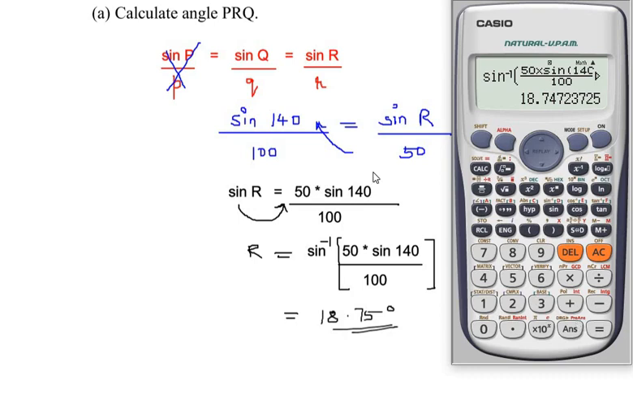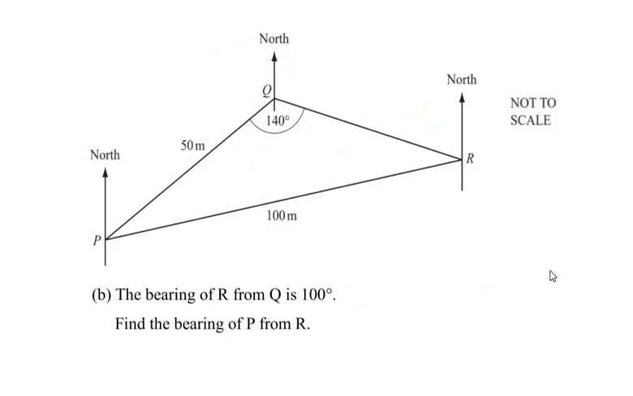Now let me move on to the B part of this question. The bearing of R from Q is 100 degrees. Find the bearing of P from R. So first of all, let us understand what is bearing. Bearing is an angle made from one point when you are looking towards another point. For example, here they have given the bearing of R from Q is 100 degrees, which means if you are standing at point Q looking towards the north and you start turning in a clockwise direction and you make an angle of 100 degrees during the clockwise turn, then you will be able to look at the point R.